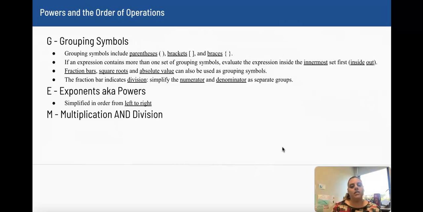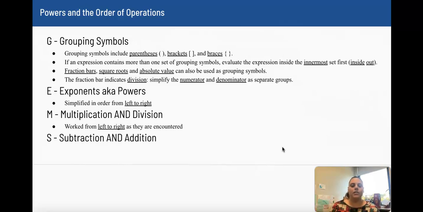Next is multiplication and division. So anything that's multiplication and division, we're going to do it this time, and we're just going to do this from left to right, the way that you would read a book. Same with subtraction and addition. They're done at the same time, and we just do it from left to right. This brings our acronym GEMS, or GEMS.